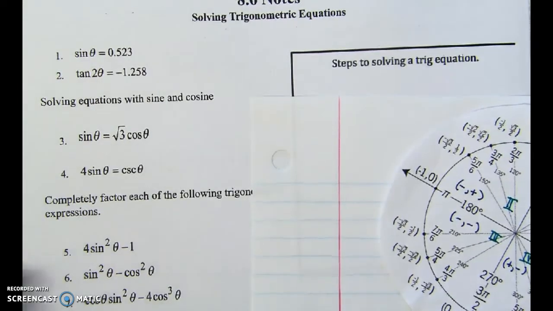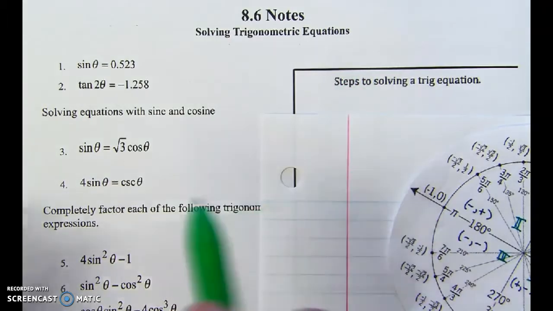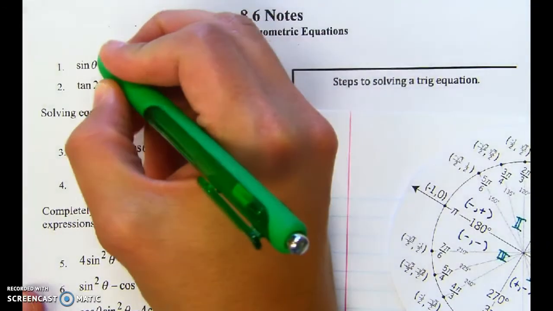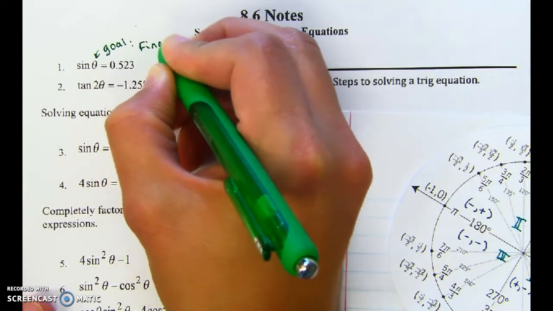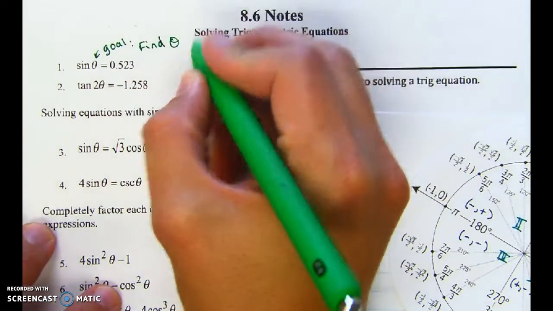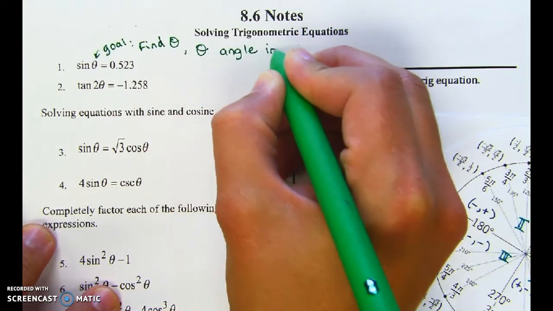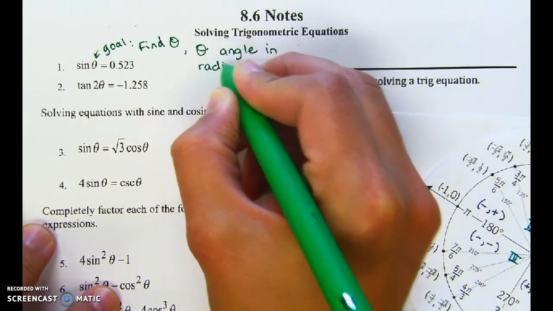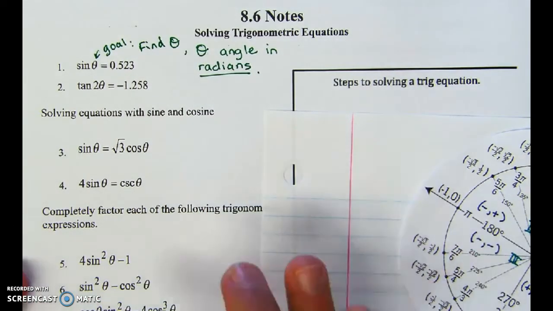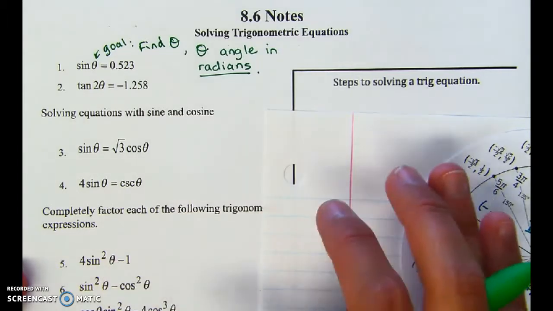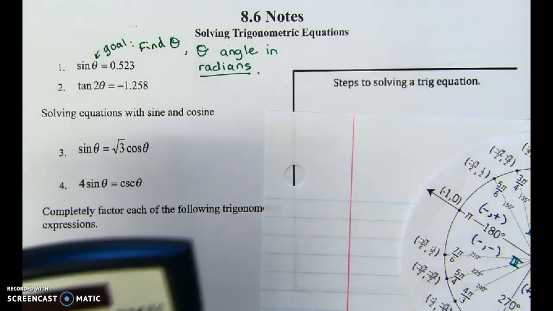We just have a bunch of examples. So our goal, you ready? Our goal is to find theta. Now what is theta? Theta is an angle in radians. So in math from now on you're going to be using radians, but in science classes you switch from radians to degrees and radians, and you need to be able to go back and forth. But pretty much in math we're in radians.